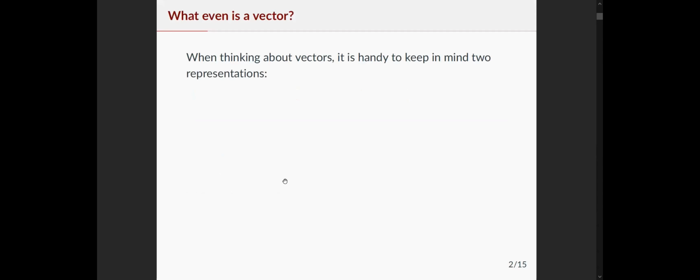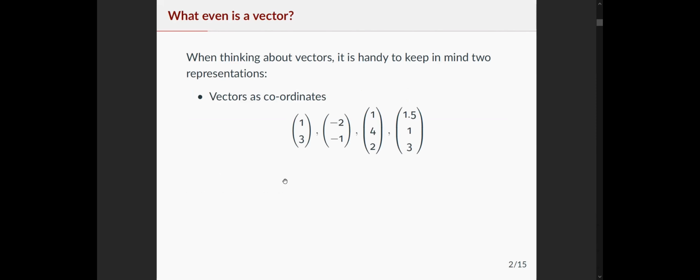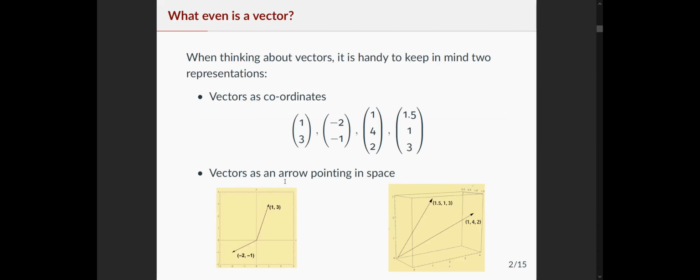So first of all, what is a vector? Formally speaking, a vector is an element of a vector space, but to ground it a bit more concretely, we'll think of vectors in two ways. We'll think of vectors as coordinates, and we'll think of vectors as arrows pointing in space. That's what I want you to imagine when I say vectors.